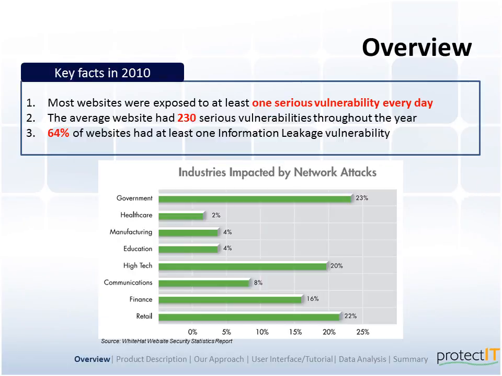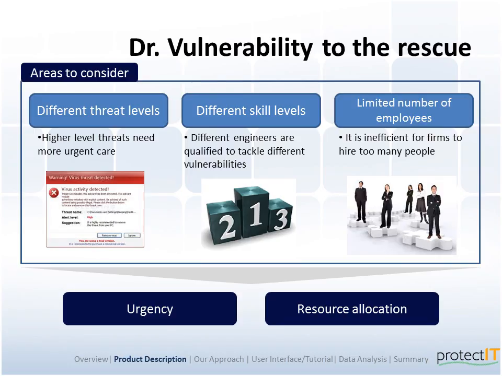Here are some other important facts. In 2010, most websites were exposed to at least one serious vulnerability every day. The average website had 230 serious vulnerabilities throughout the year, and 64% of the websites had at least one information leakage vulnerability. Government, high-tech companies, finance companies are among those heavily affected by network attacks. And it's safe to assume that these industries deal with a lot of sensitive information. So it's a big concern.